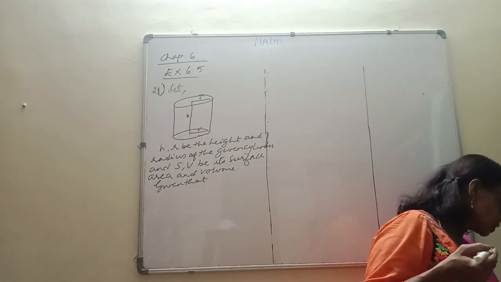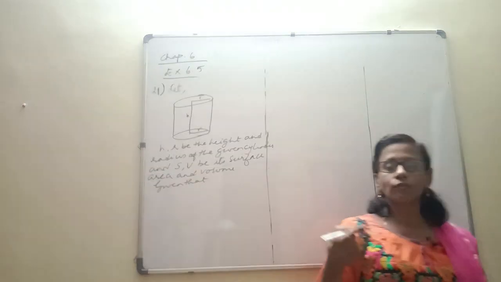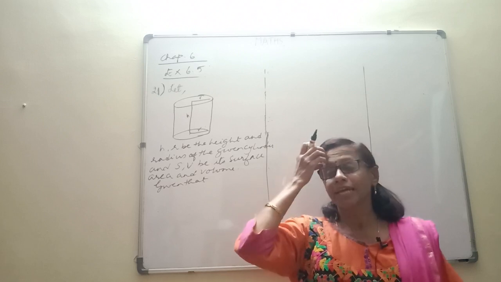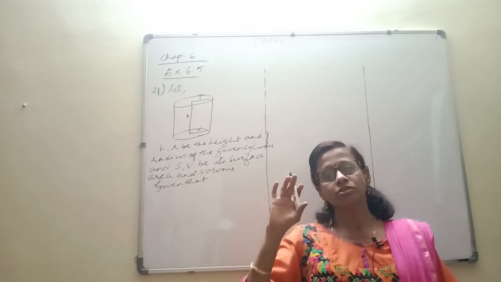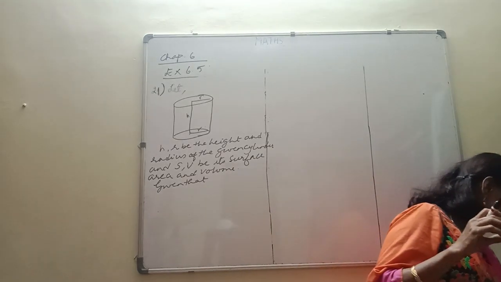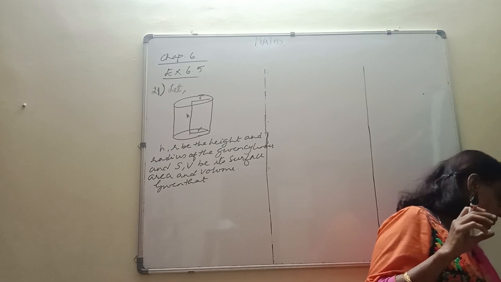Of all the closed cylindrical cans of a given volume, so here the volume is given, whereas in the earlier question it was given the surface area. That means we had to assume, but here it's not like that. They give you a number. So given a volume of 100 cubic centimeters, find the dimension of the can which has minimum surface area.